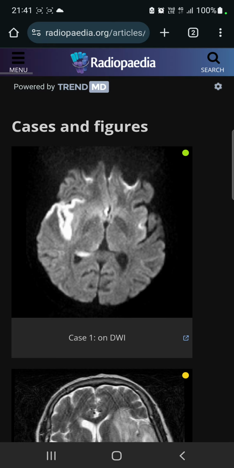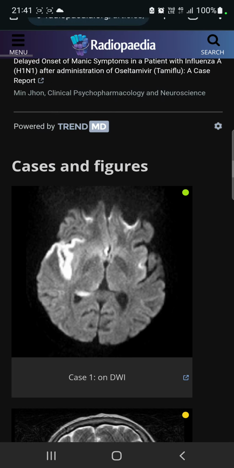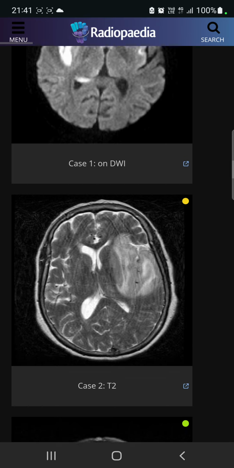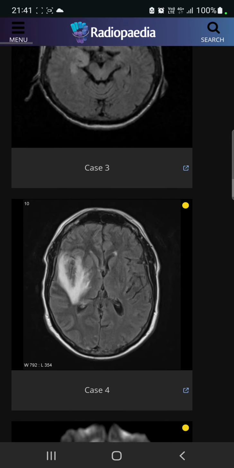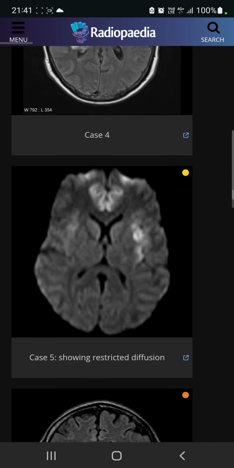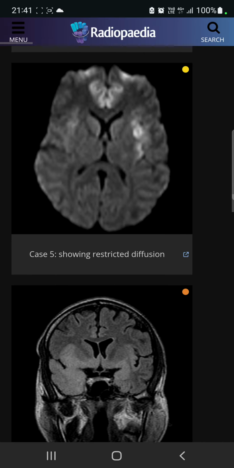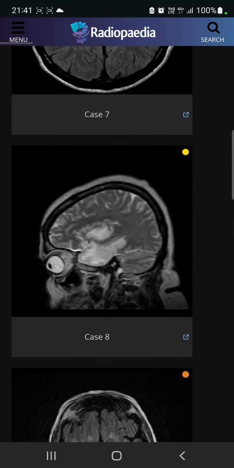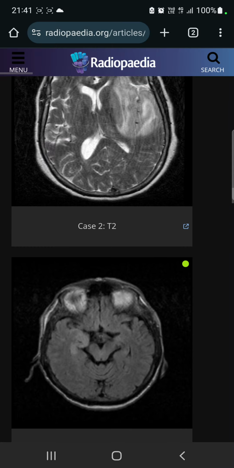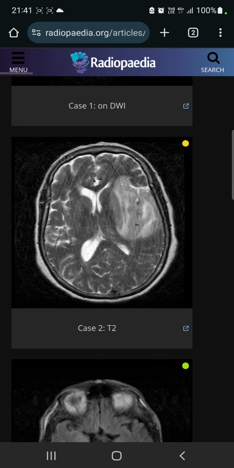And this is on a DWI. You see this restricted diffusion in the temporal lobe area. So again, temporal lobe signal abnormality with fever, especially with mental status change. This is not the only diagnosis, but think about herpes encephalitis.